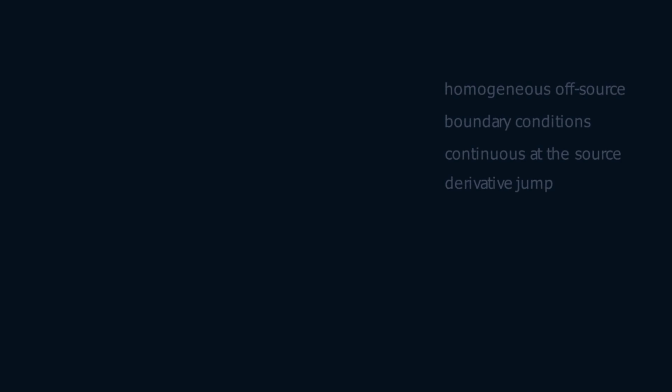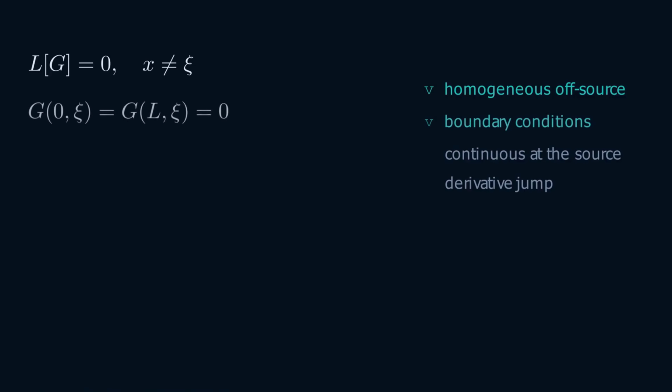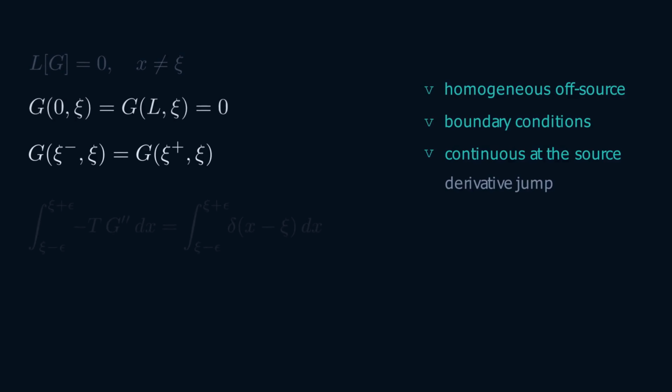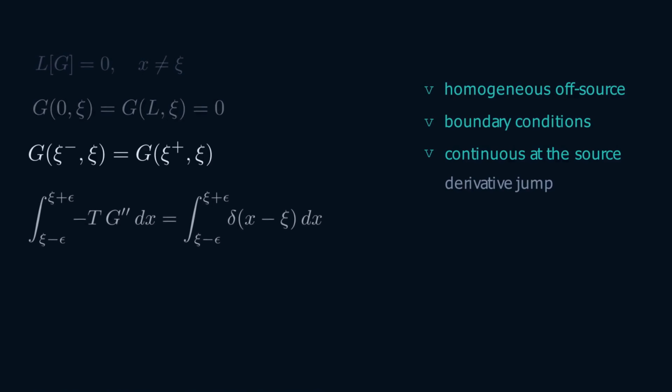G has to satisfy 4 things, and 3 of them are obvious. One, away from the source, there is no source. So L of g is 0 on each side of ξ, separately. Two, g satisfies the boundary conditions, because y does and the load doesn't touch the ends. Three, g is continuous at ξ. A point load doesn't tear the cable. The fourth is the one that gets hand-waved, so let's actually derive it.